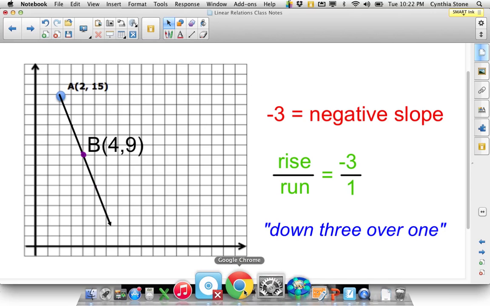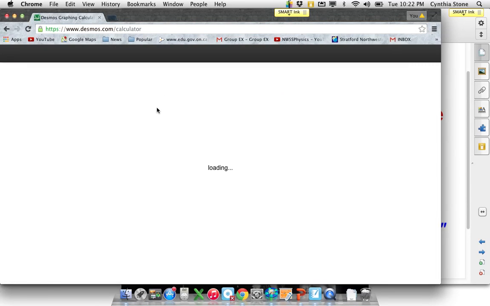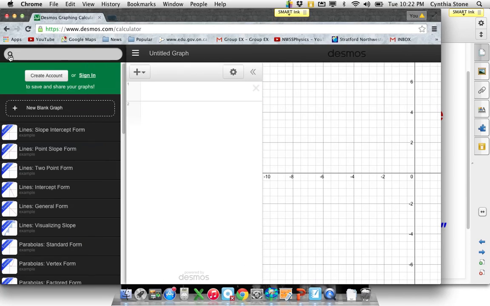Let's look at this step pattern. I wanted to show you this on Desmos. If you could open up your Desmos. It's kind of a little app they have. How does it go? Here. Visualizing slope.